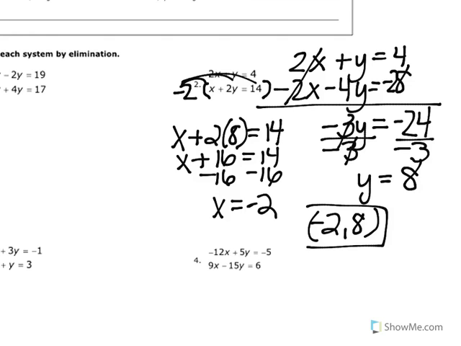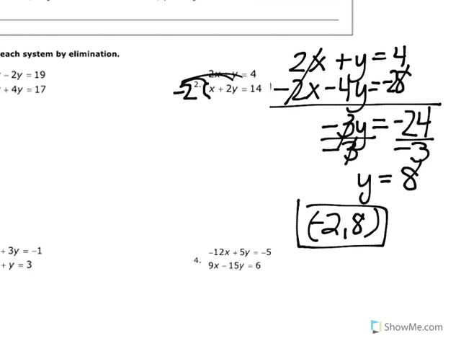Now just in case you didn't believe me, let's try that with the other equation. I'm going to take the 8 and I'm going to put it into the first equation this time.